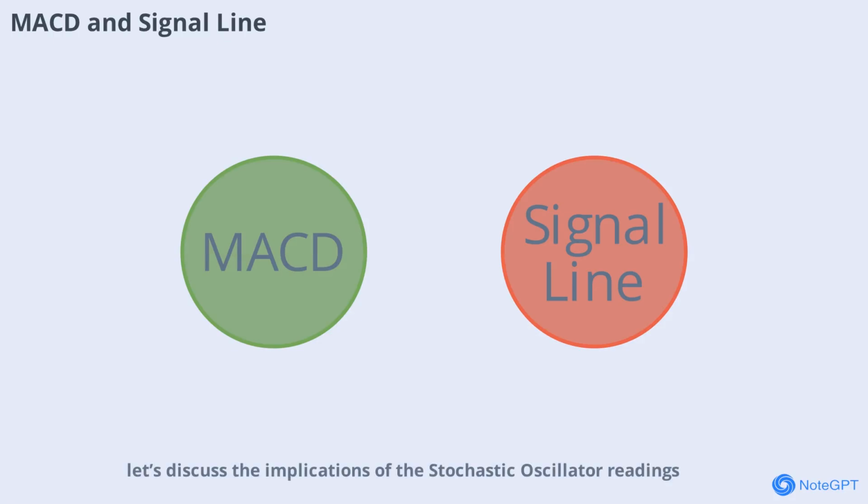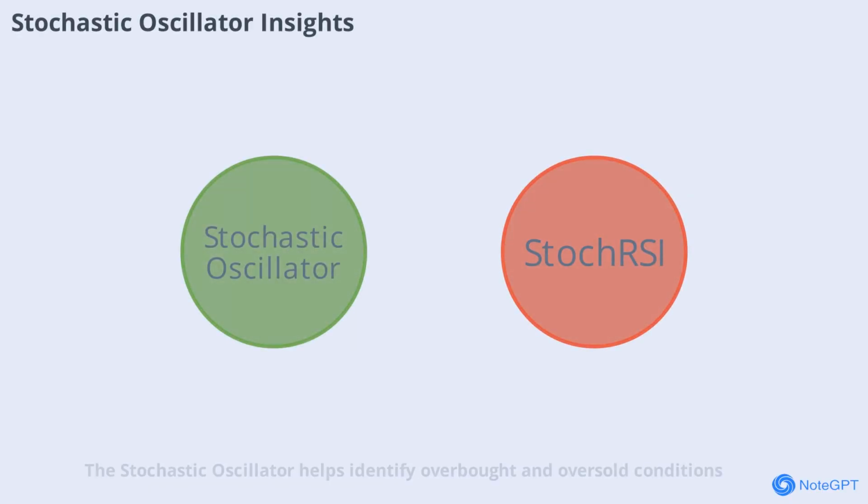Next, let's discuss the implications of the stochastic oscillator readings. Stochastic oscillator helps identify overbought and oversold conditions. For CSCO, stock K14 is 28.53, and stock D14 is 28.69, both in the lower range, suggesting the stock is not overbought. However, the stock RSIK is very high at 91.32, indicating short-term overbought conditions. This mixed picture means that while the broader trend is healthy, there could be some short-term volatility or a minor pullback.